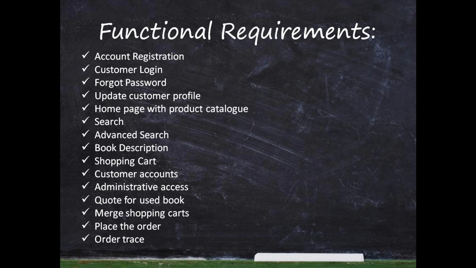Home page with product catalog. The home page is the page the user sees when they visit the website. It will display the book categories and will have a search option to search for the required book. It will also include some special sections like recommended titles, weekly special books and deals.